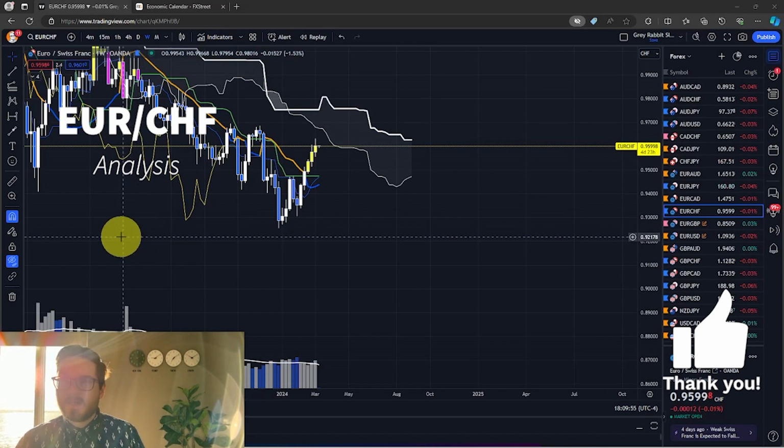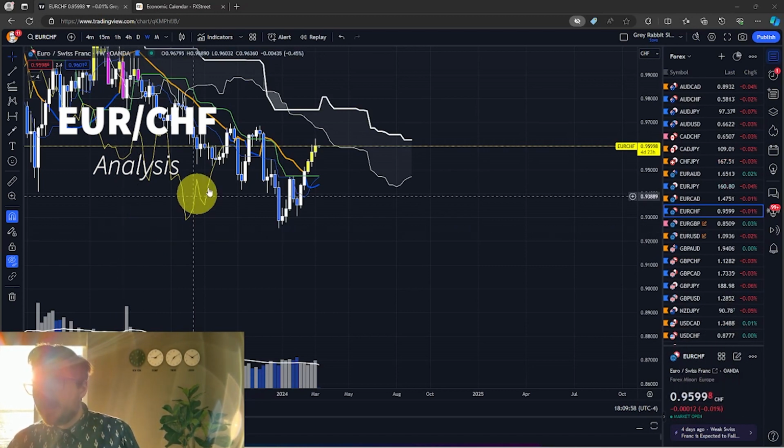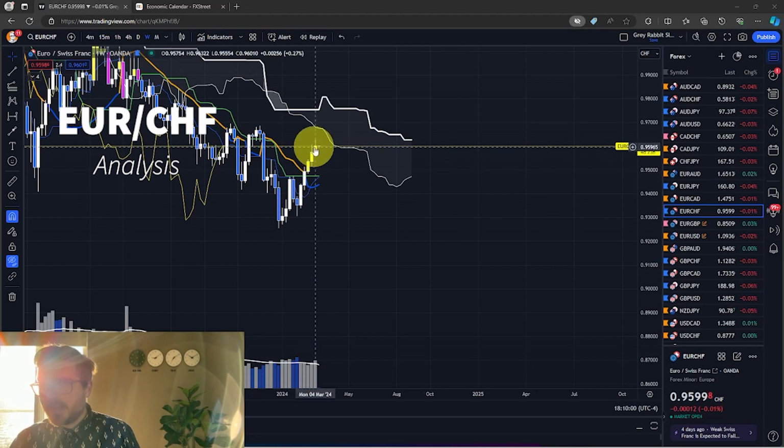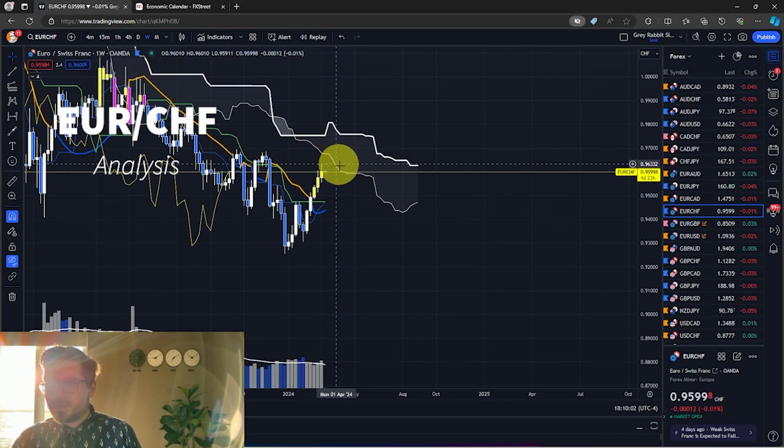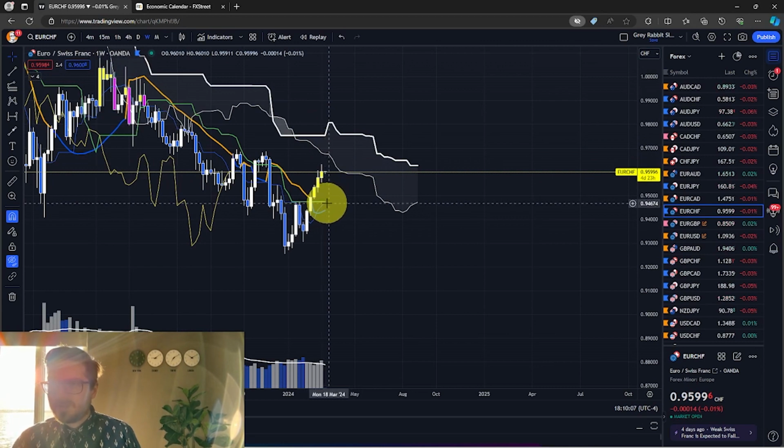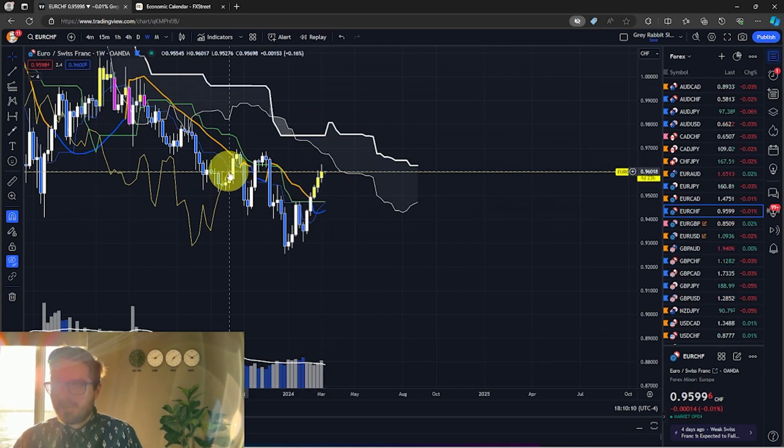All right, guys, Euro Swiss franc on the weekly. So we've had a nice retracement back up close to the Senkou span A. It looks like we got pretty close to having a gold cross here with the Tenkan-sen and the Kijun-sen. And we have the Chikou span coming up through these candles right now. So this has been a deep retracement.